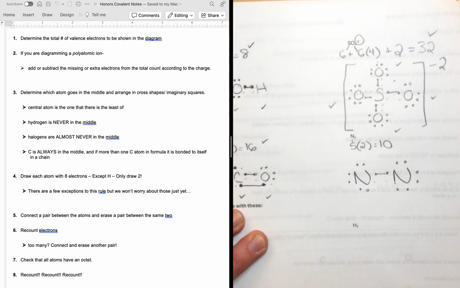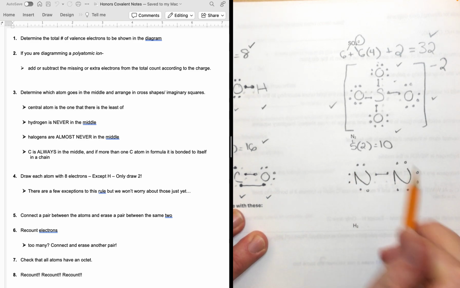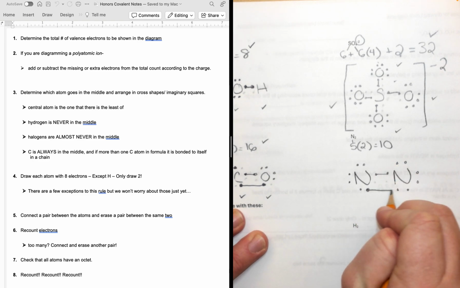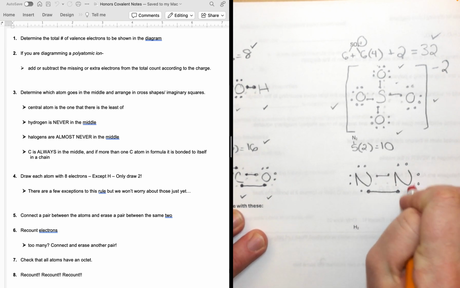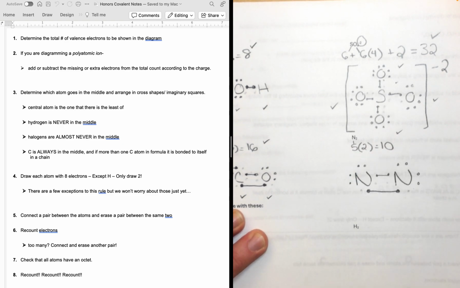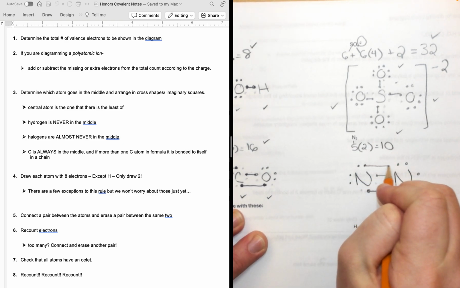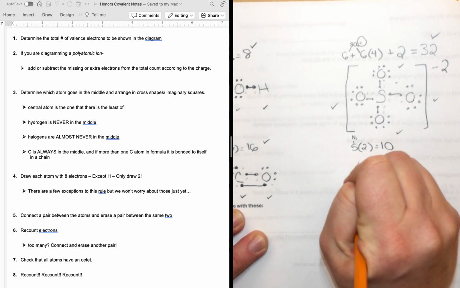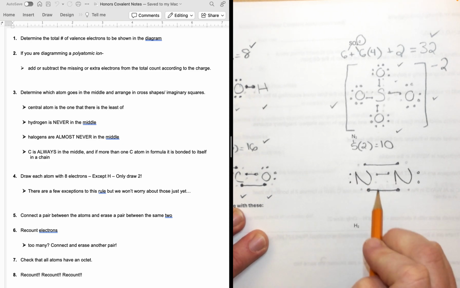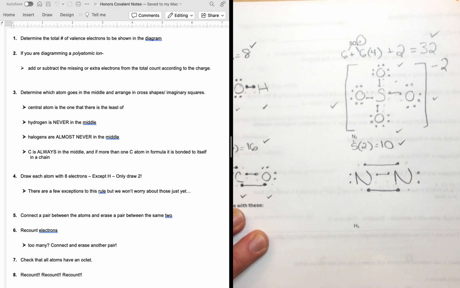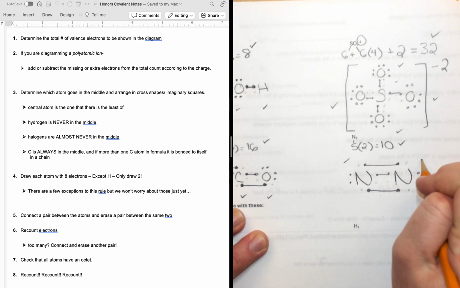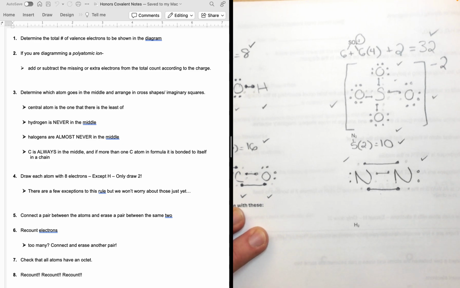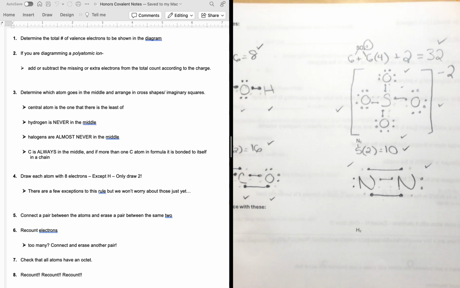So 2, 4, 6, 8, 10, 12, 14. We still have 4 electrons too many. So then I'm going to connect this pair on the bottom. Now I'm at 12. I'm going to connect one more pair up top. And we have 2, 4, 6, 8, 10. And each nitrogen has 2, 4, 6, 8. 2, 4, 6, 8. So each of those has the octet that it wants. Okay? So I want you to try these on the bottom of your paper and see how you do.